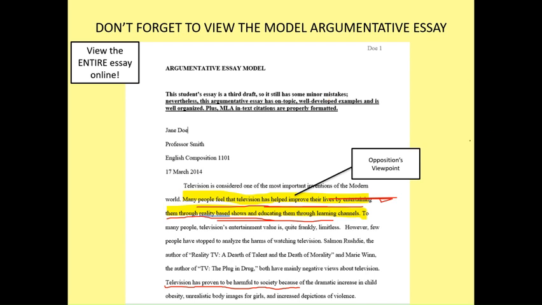And yeah, look at this entire model essay online so you'll have an idea of how to write your paper.